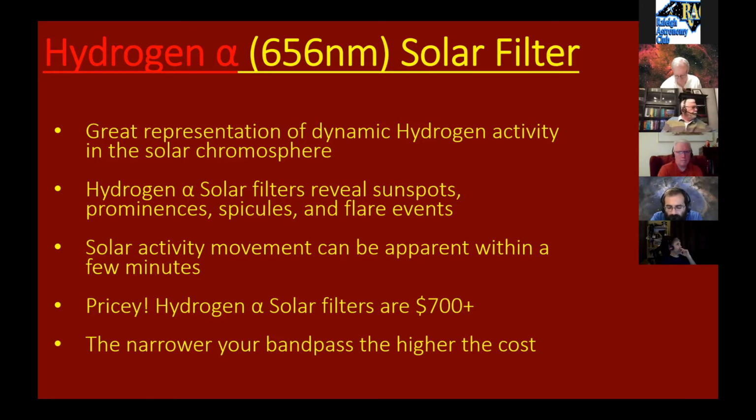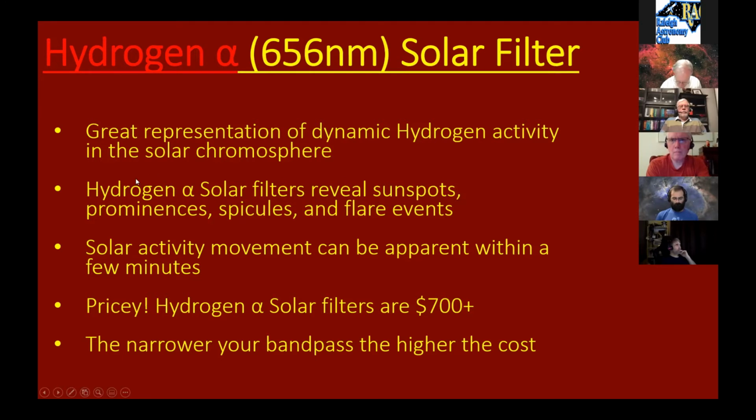Getting down to what the wavelength's all about, it's a great representation of dynamic hydrogen activity in the solar chromosphere. Basically, it's a layer of hydrogen that's above the photosphere, the surface of the sun. I think it's called the Chandler mission that went to the sun. One of the mysteries it wanted to solve is that the further you get away from the surface of the sun and out into the chromosphere, it actually gets hotter. It's kind of weird how that works, and that's one of the reasons they sent that probe out there to figure out why the temperature is hotter away from the sun than at the surface. But anyway, that's where the hydrogen alpha wavelength resides.